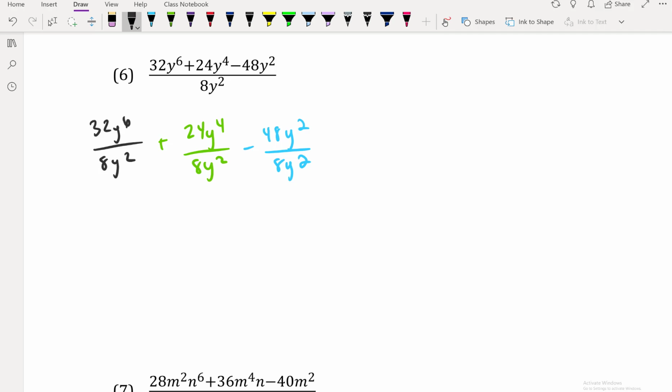So now I have 32 divided by 8, which is going to give me a 4. And of course here, my numerator is bigger. So since the numerator is bigger, I'm going to have y up in the numerator. So then 6 minus 2 is going to give me 4. Now I want to deal with this 24 and this 8. So 24 divided by 8 is going to give me 3. So I have my positive 3.